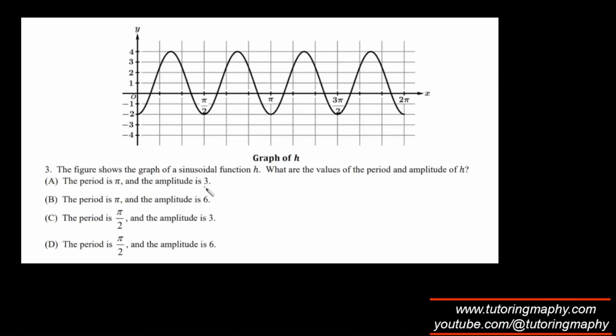Here we have to figure out what is the period and the amplitude. So the period, obviously, starts from here and goes all the way till this point. That is one cycle, so the period is pi over 2. So it has to be either c or d. And the amplitude is going to be maximum value minus minimum value divided by 2. So maximum is 4, minimum is negative 2, 6 over 2 is just 3. So it has to be option C.